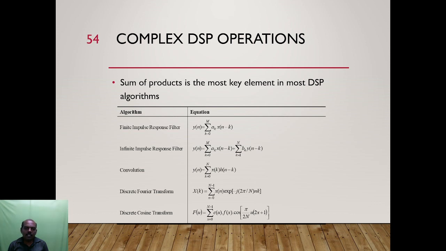The next is DFT, discrete Fourier transform. The formula is X of k equal to summation n equals 0 to N minus 1 of x of n e power minus j 2 pi nk divided by capital N. Capital N is nothing but the number of samples we have. Then DCT, discrete cosine transform: F of u equal to summation of x equal to 0 to N minus 1 of c of u into f of x cos of pi u (2x plus 1) divided by 2N.